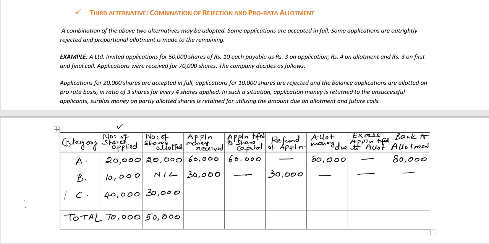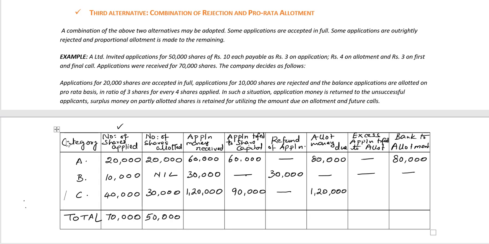Now let's follow the same thing for the third category. Application money received is 40,000 shares applied multiplied by 3, which is 1,20,000 rupees. The application money transferred to share capital is 30,000 shares allotted multiplied by 3, which is 90,000 rupees. There will not be any refund of application money in category C because the excess application will be taken towards allotment. The allotment money due is 4 rupees per share on the number of shares allotted, which is 30,000 shares. So that comes up to 1,20,000 rupees.